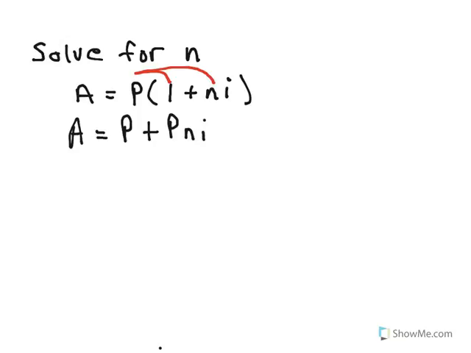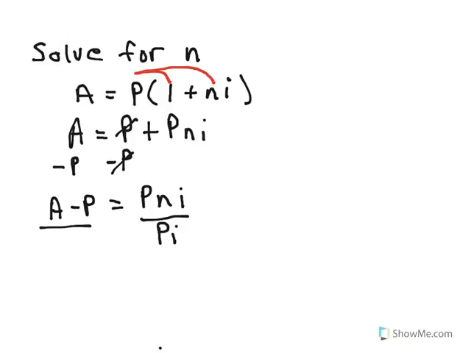Now we want n by itself, so we're going to leave the term with n in it by itself and get rid of the p by subtracting p from both sides of the equal sign. That gives us A minus p equals pnI. Now since we want n by itself and it is being multiplied by the p and the I, we can divide by both the p and the I on both sides of the equal sign. The p's and the I's will cancel out, leaving A minus p over pI equals n.